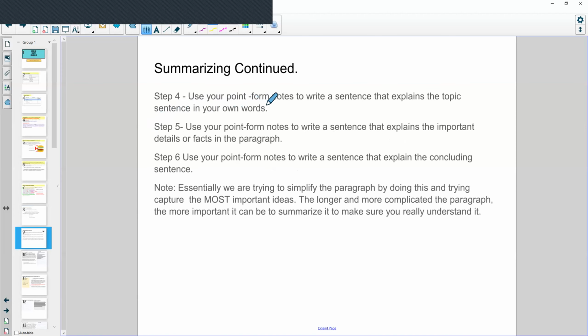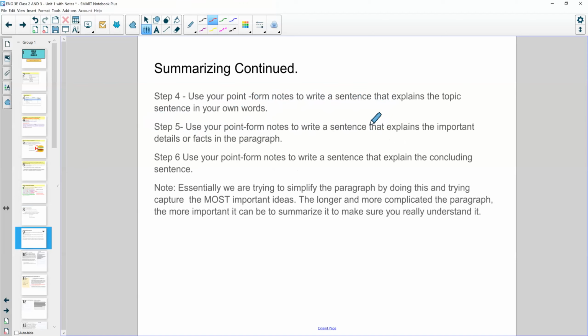Step 4, use your point form notes to write a sentence that explains the topic sentence in your own words. Step 5, use your point form notes to write a sentence that explains the important details or facts in the paragraph. Step 6, use your point form notes to write a sentence that explains the concluding sentence. Essentially, we're trying to simplify the paragraph by doing this and trying to capture the most important ideas. The longer and more complicated the paragraph, the more important it can be to summarize it to make sure you really understand it.